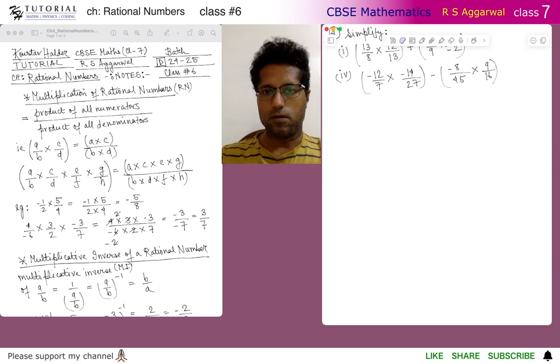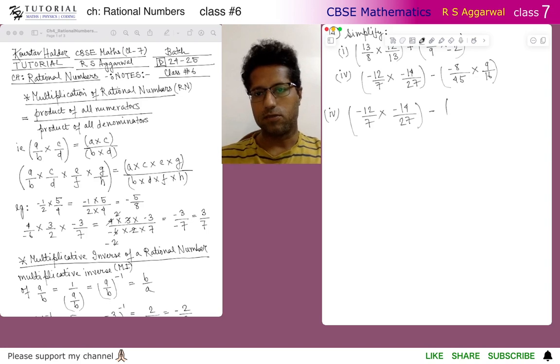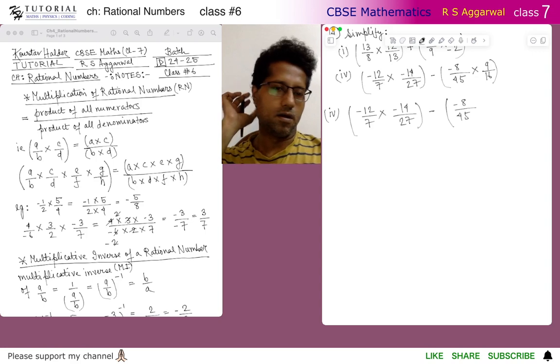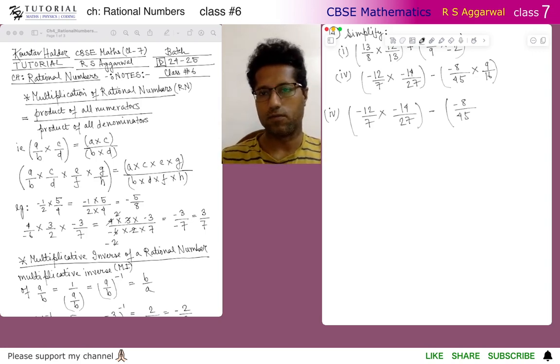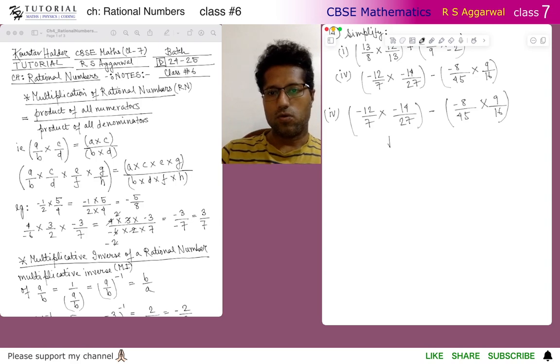Let's do the fourth one. It's similar, but let's do it anyway. So we have minus 12 by 7 multiplied by minus 14 by 27, minus 8 by... basically we are subtracting one product from another product. Product of two rational numbers. Okay.